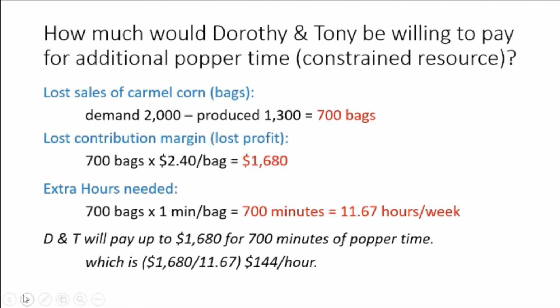Now, if you were able to work overtime, would you work it for $144 an hour? That certainly would be worthwhile to Dorothy and Tony's to be able to get those extra bags produced and sold. So we see that in the short run, we cut back on the least profitable product. Ultimately, we want to relax that constraint so that we can sell all the units that are demanded and capture all that profit.